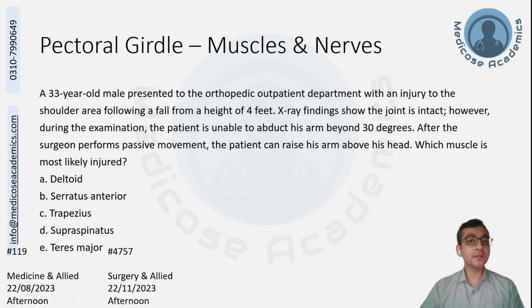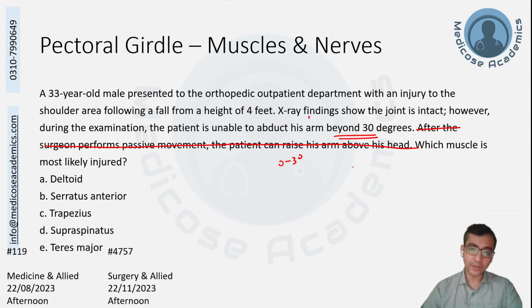So let's see. A 33-year-old male presented to the orthopedics outpatient department with an injury to the shoulder area following a fall from a height of 4 feet. X-ray findings show the joint is intact. However, during examination, the patient is unable to abduct his arm beyond 30 degrees. After the surgeon performs passive movement, the patient can raise the arm above the head. Which muscle is most likely injured? To be very honest, I think this part is not very okay. But let's focus on the rest. He can abduct 0 to 30, but cannot abduct beyond 30, and overhead abduction is okay.